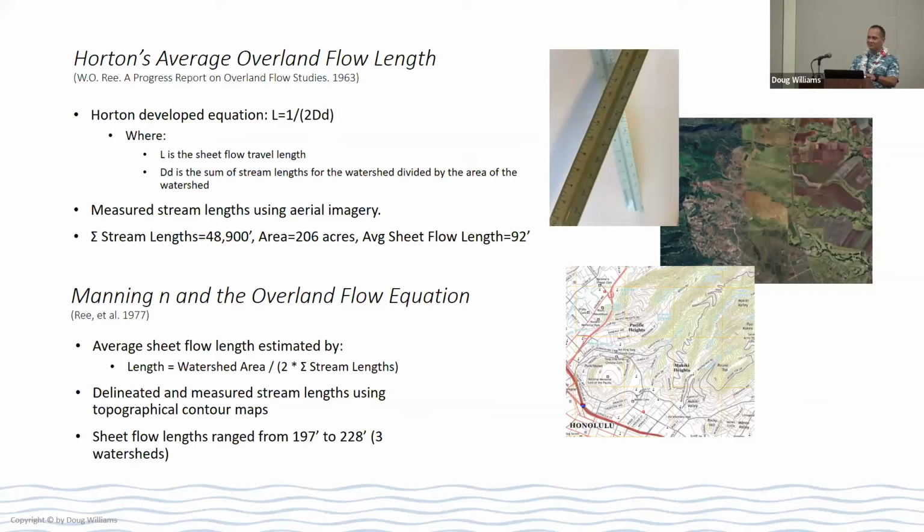The main difference between these two are the maps. It's a lot easier to identify streams and flow paths with a picture than with topographic lines and contours. So that's the main difference between the two. But all in all, the methods are the same. So that was the beginning.